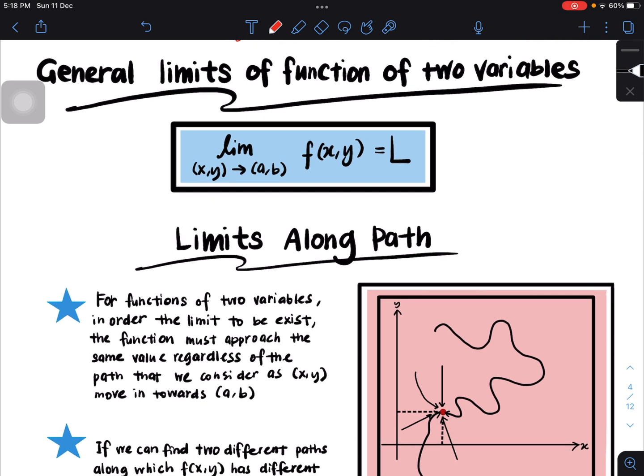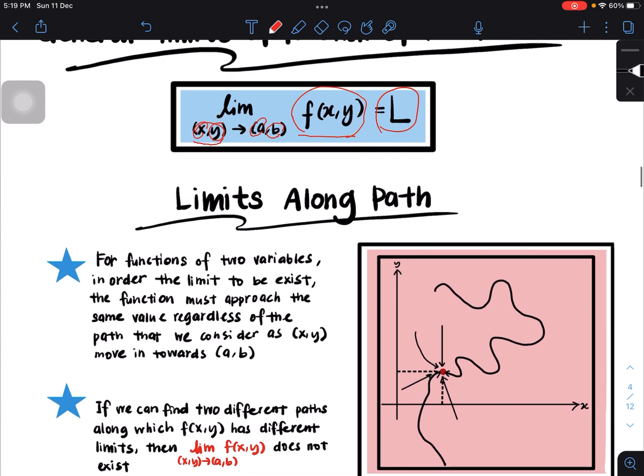If you have a function that involves two variables, it means you are dealing with three variables: x, y, and z. So how can you find the limit for the function of two variables? In general, the limit of the function f(x,y), as x and y approach a and b, meaning x approaches a and y approaches b, we denote as L, which is the limit.